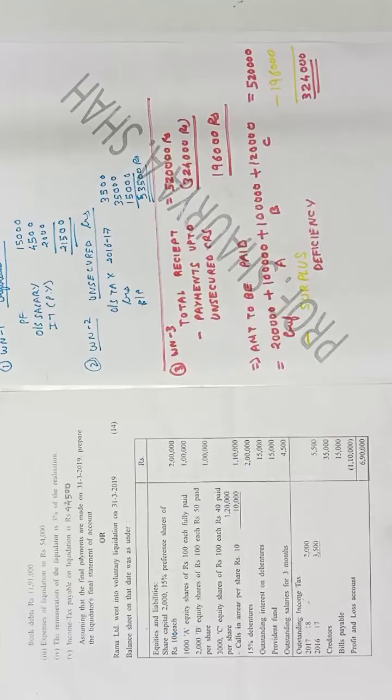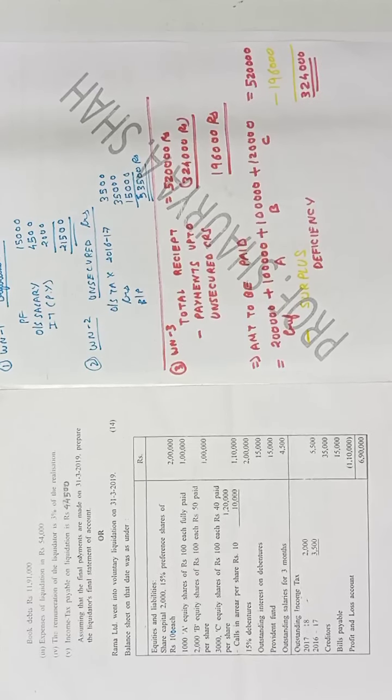Just go through the points once again. What we have done, we have paid up to unsecured creditors, then we have found out the total receipt. From that we deducted total payments up to unsecured creditors, then whatever we are having is the surplus. Then we found out the total capital amount to be paid to preference shareholders also and equity shareholders also, right? Out of that we deducted the surplus and we found out the deficiency. Hope it is clear to each and every type of student. Fine. Now how we have to pay, right?